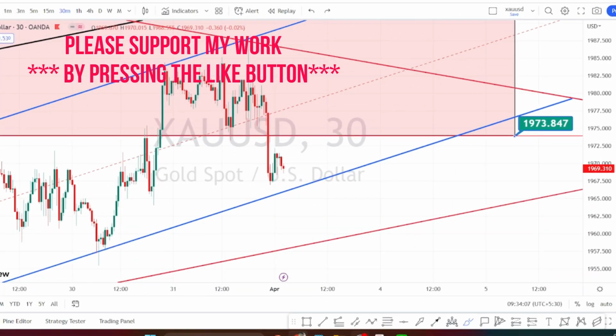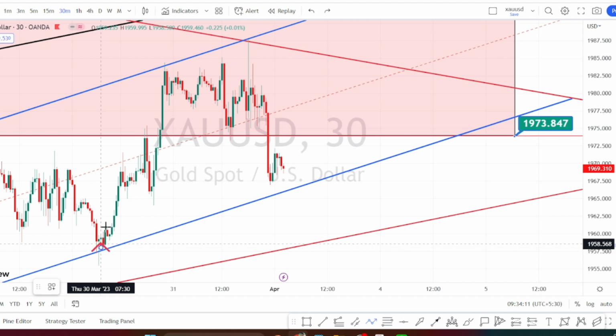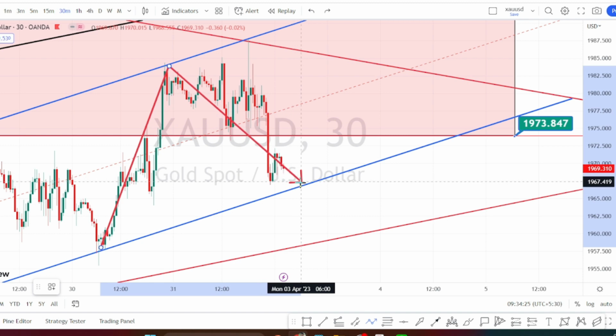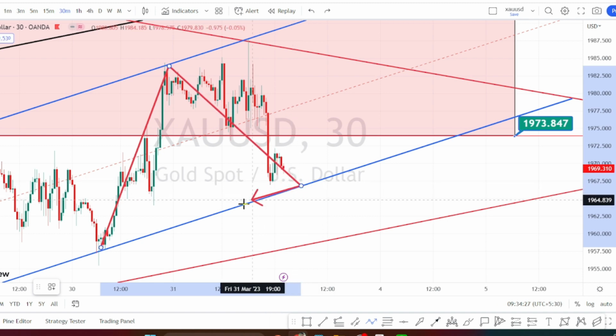I am in 30 minutes time frame, and when we look at the price action in 30 minutes time frame, we are noticing the price action to trade between this bullish channel pattern from the hourly time frame. It has respected this resistance line from the bullish channel pattern, and it has bounced back to retest on this bullish channel pattern support line.